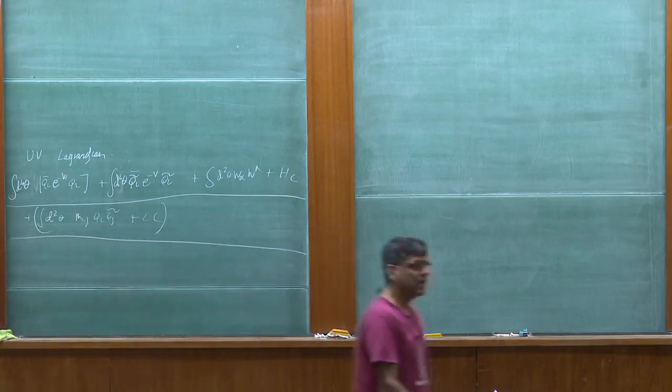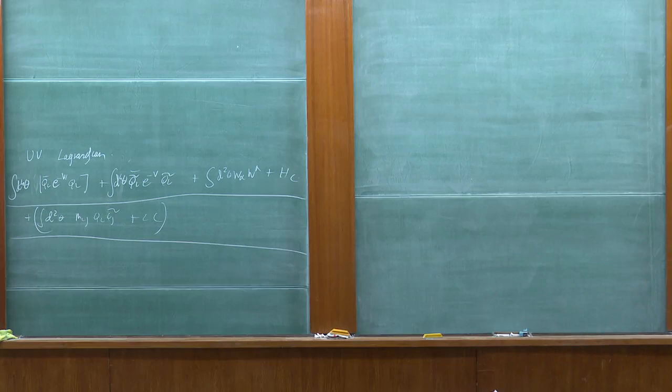Okay. So let us remind ourselves what all these fields are. Q_i and Q_i tilde are chiral superfields. Q_i transforms in the fundamental of SU(N). Q_i tilde transforms in the anti-fundamental of SU(N). W_alpha is the field strength supermultiplet of the SU(N) gauge field.